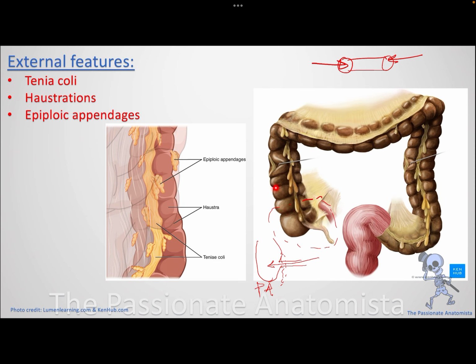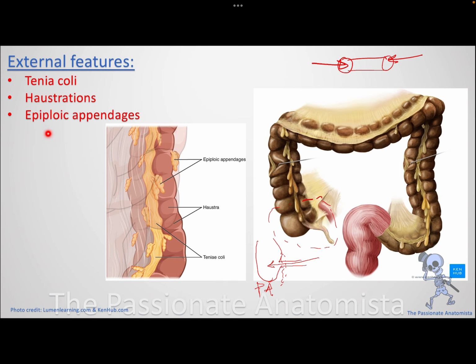I need to get enough space to absorb as much water as I can and produce the feces. But at the same time, I want to squeeze them into the abdomen. So thanks to these Taenia coli that contract and cause these sacculations or haustrations in the colon. They are formed because the Taenia coli, these tendinous structures, are shorter than the walls of the large intestine. So this is the Taenia coli. This is what we mean by the haustrations or sacculations in the colon.